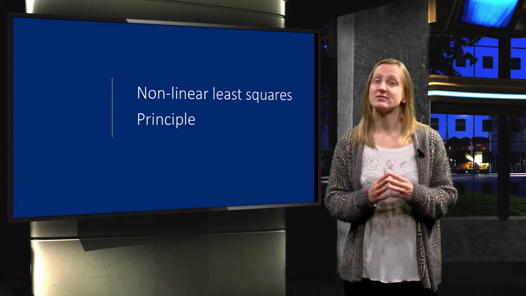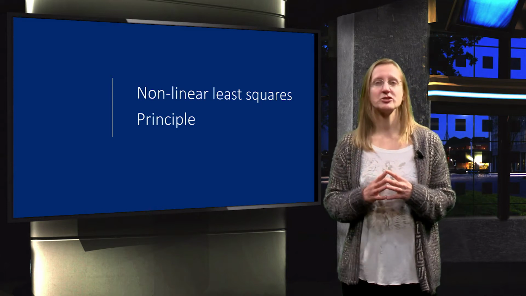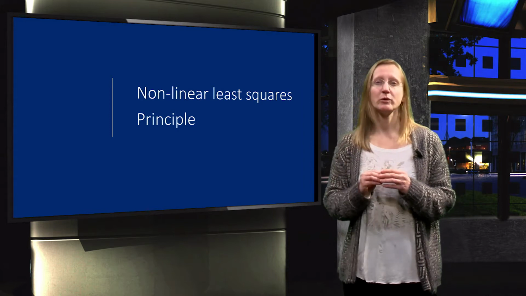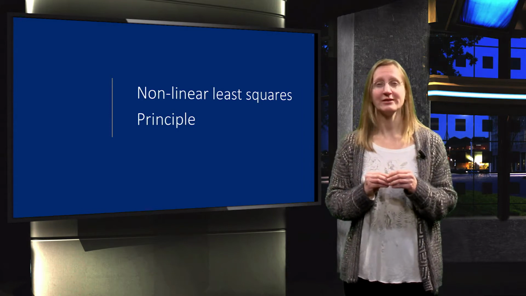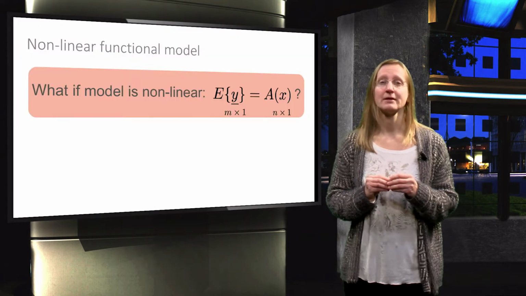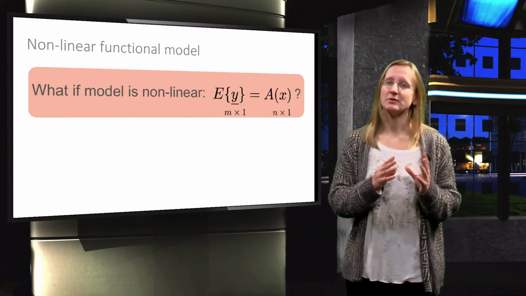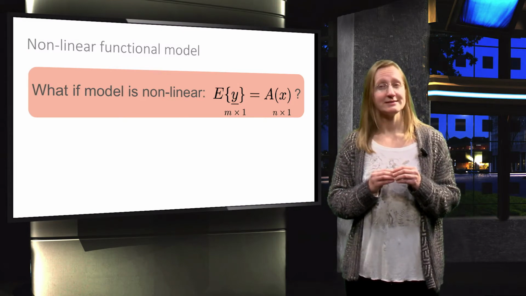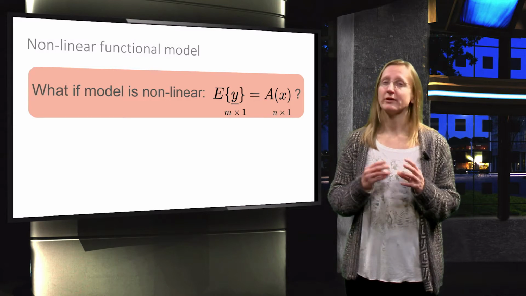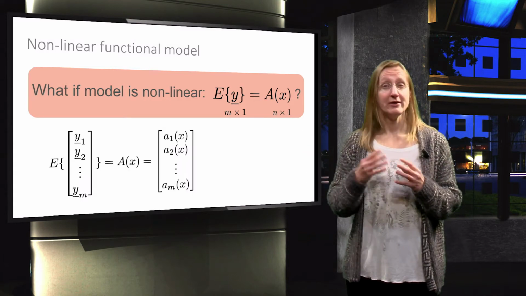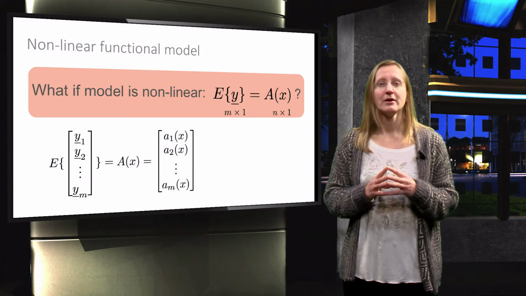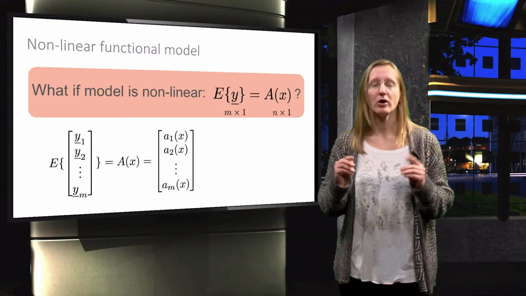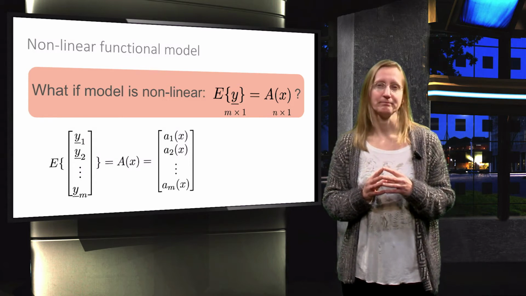Now that you have seen some examples of nonlinear estimation problems and the associated observation equations, in this video we will introduce the principle of nonlinear least squares estimation. So the question is how to estimate the unknown parameters x if the model is nonlinear. The system of observation equations will now look like this if we have m observations. You can see that each observable is a function of the n×1 parameter vector x.